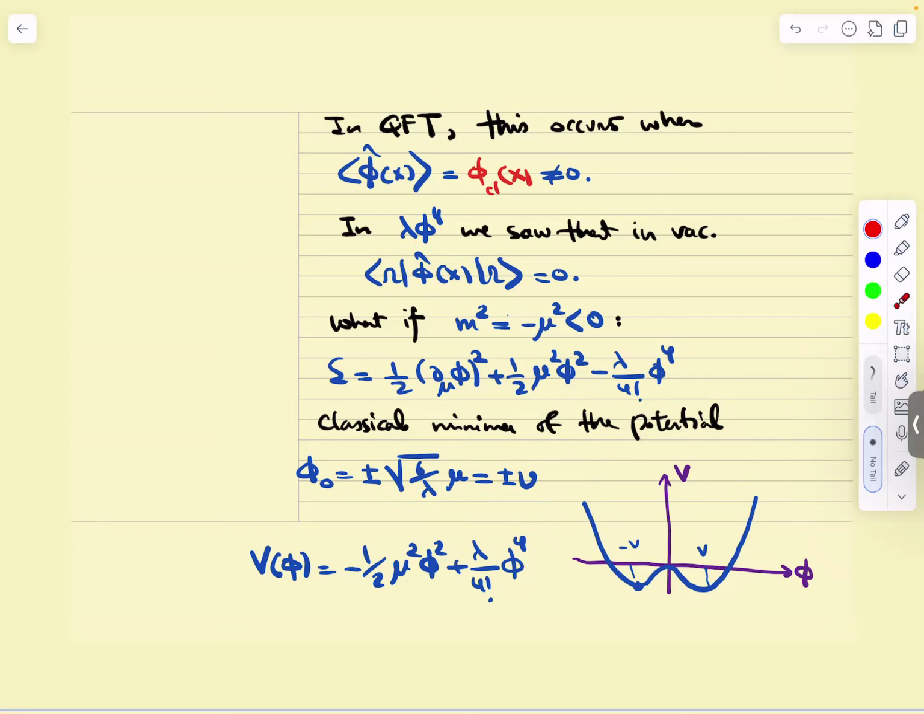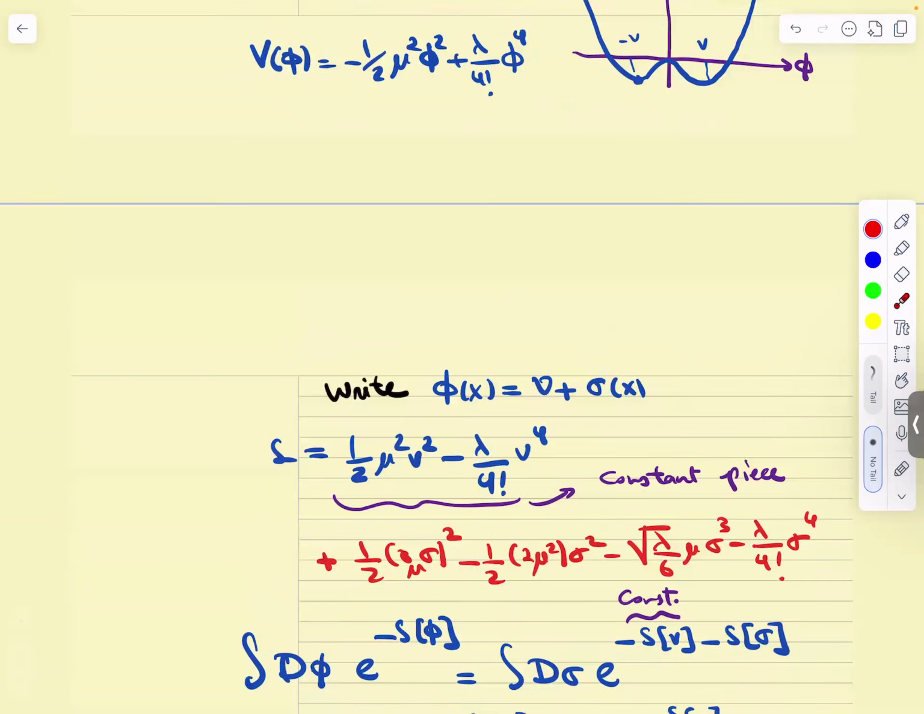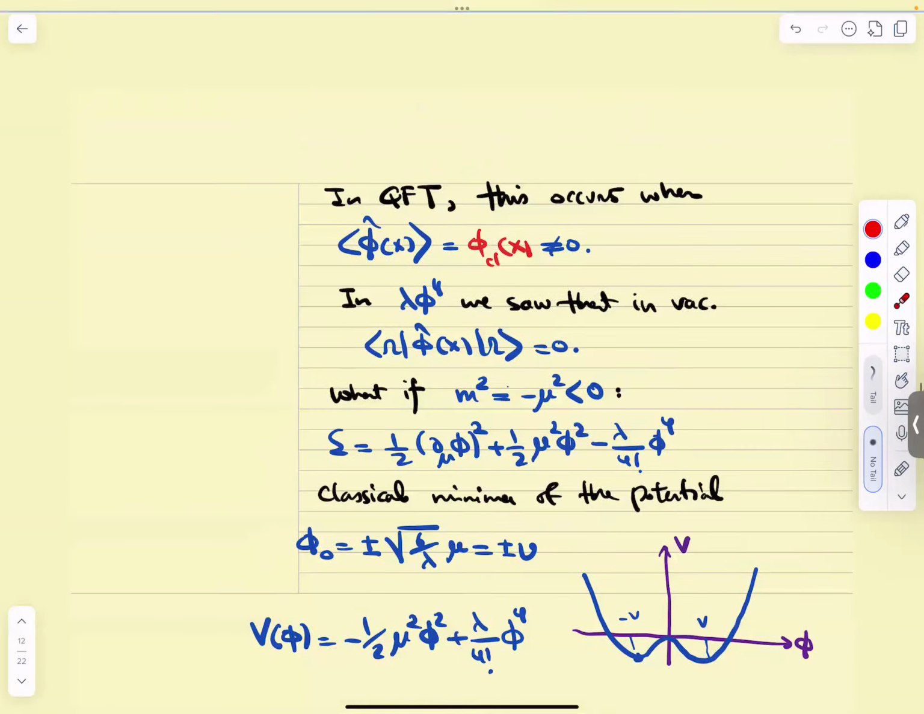This is all classical physics. It's what spontaneous symmetry breaking is about. Good? All right. So what do we do?